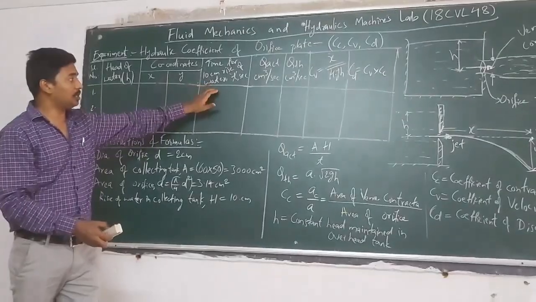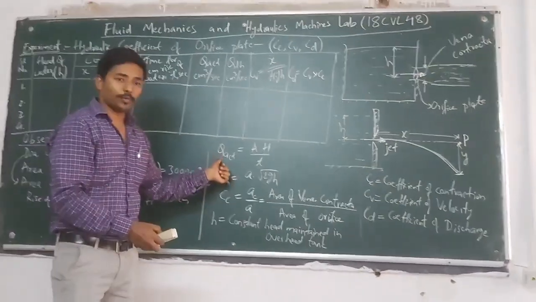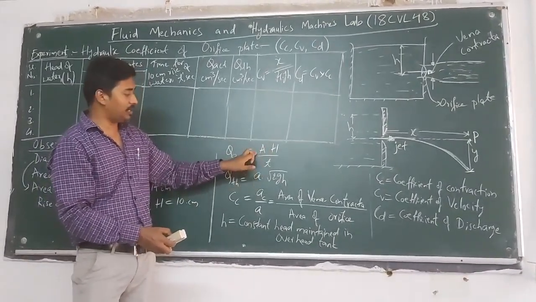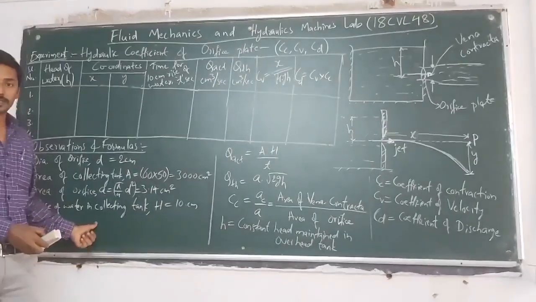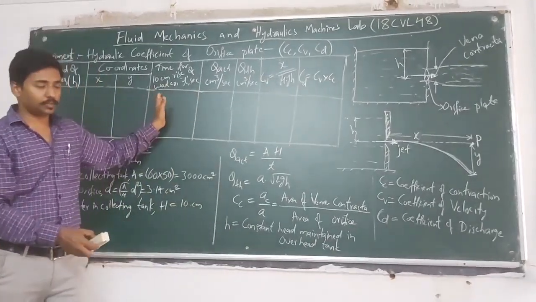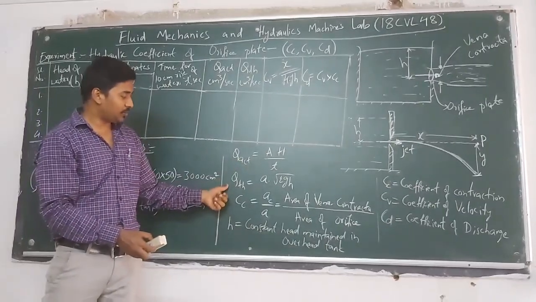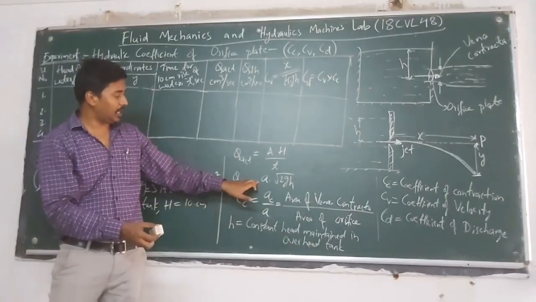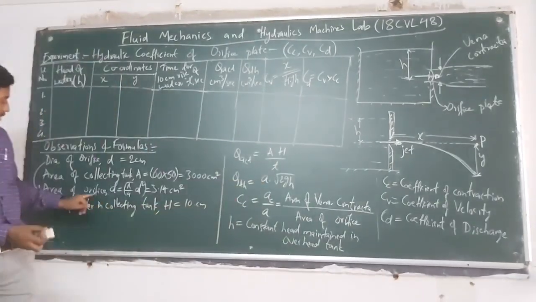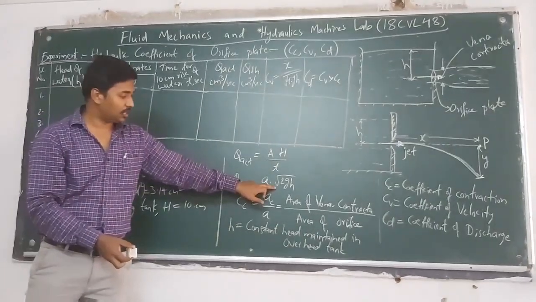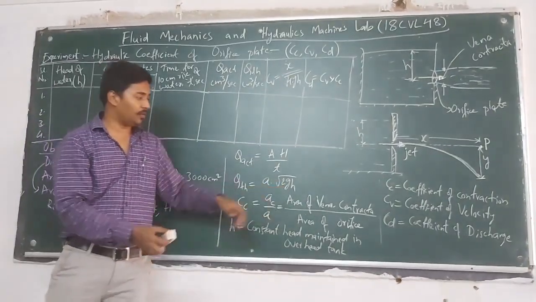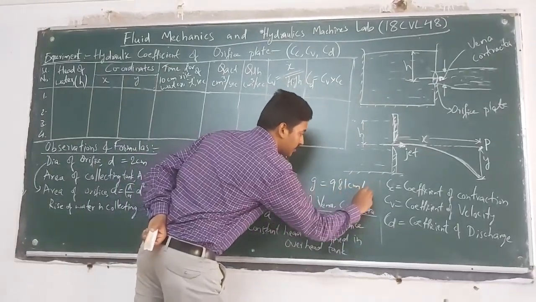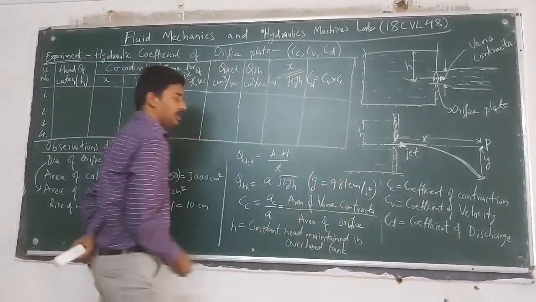That will be noted in the observation table. The formula for actual discharge, Q actual, is capital A H by T, where A is the area of the collecting tank and H is the rise of 10 centimeters. T is in seconds, taken using a stopwatch. Q theoretical is small a, the area of the orifice, times root of 2gh, where g is acceleration due to gravity. In the CGS system, g is 981 centimeter per second square.